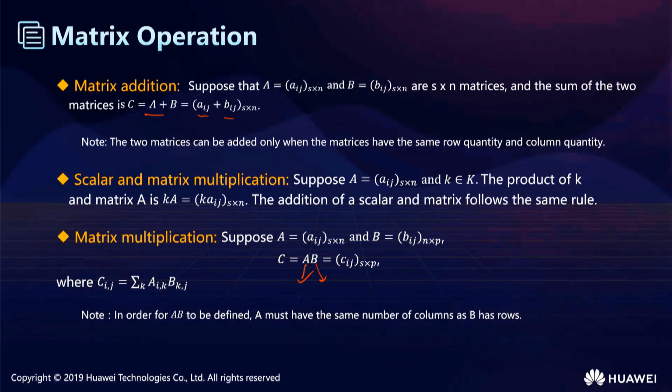You should use the first row's elements in matrix A to multiply the first column's elements in matrix B, and then use the second row to multiply the second column, and that formula shows the process of their multiplication.